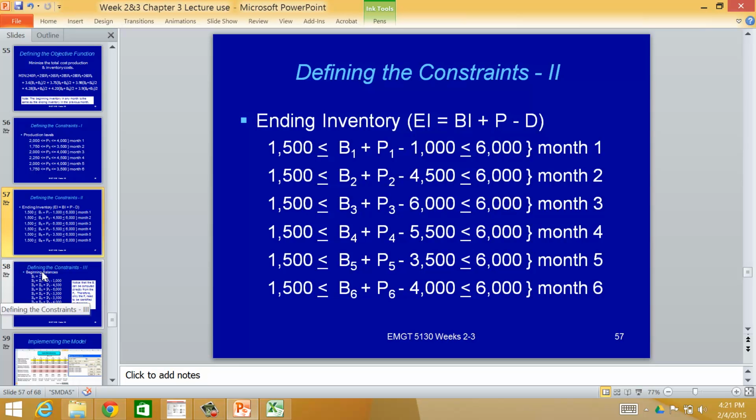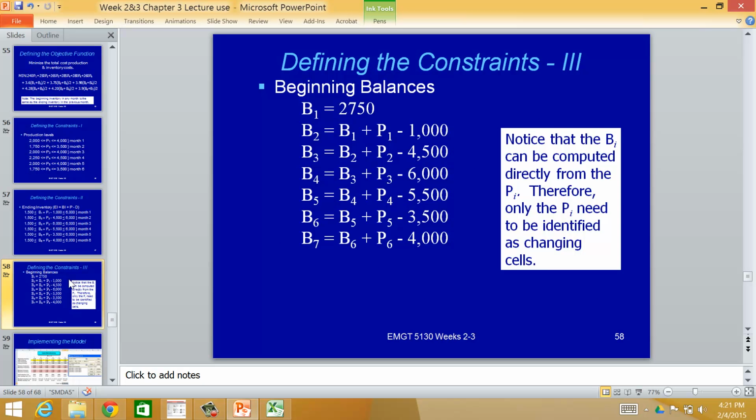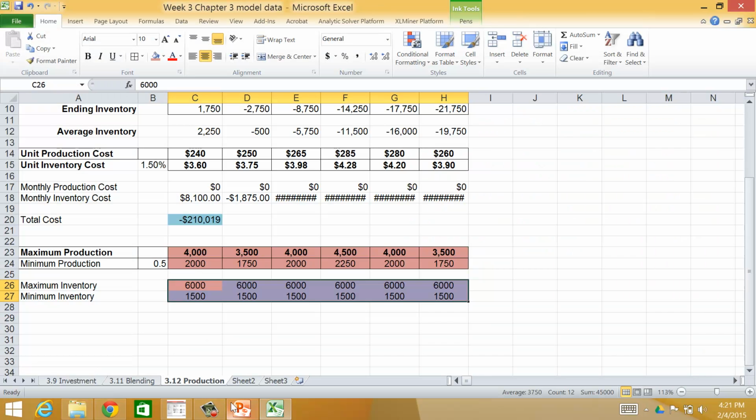Those really obvious constraints are just those two groups. The monthly production cannot exceed the capacity and should be more than half of the maximum capacity. And the inventory needs to be between 1,500 and 6,000. And the other constraint that we defined is the relationship between the inventory, production, and the demand. Okay, so that's the model.